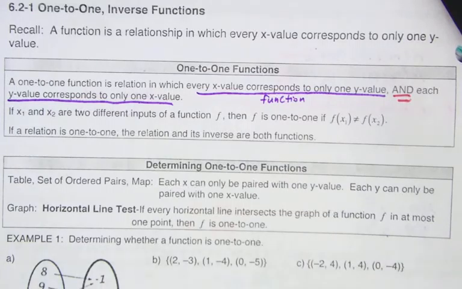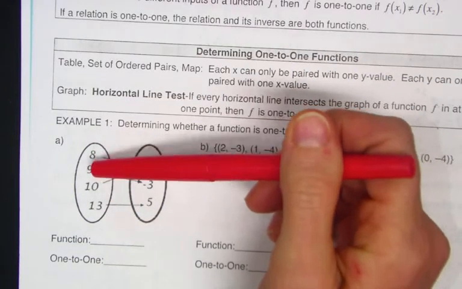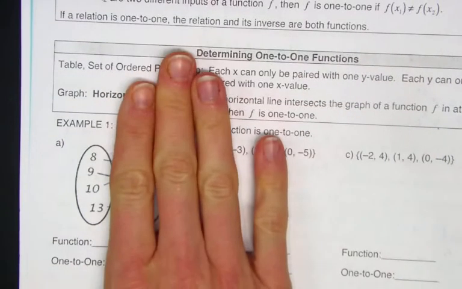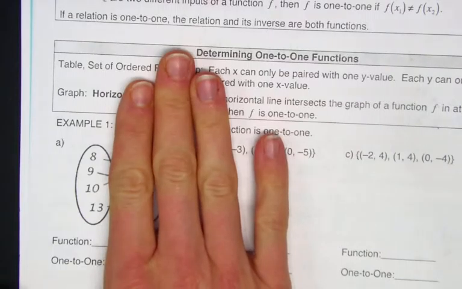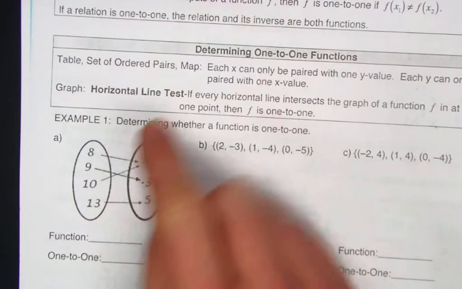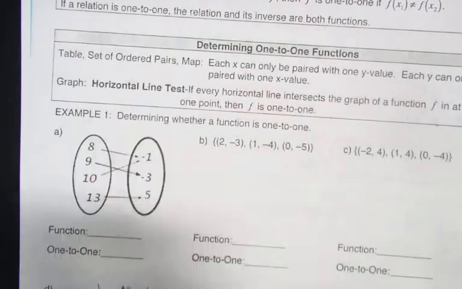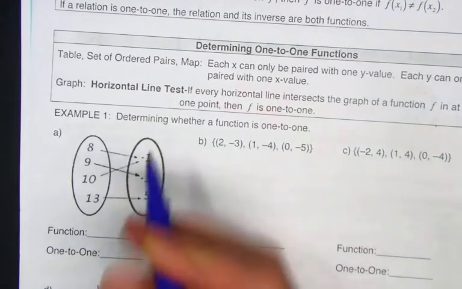So we come over here to this first one, and we have 8, 9, 10, 13. Do we have any different values of x here, our input? No. So is this a function? Yes, right away it's a function. It doesn't matter what it goes to, because if we have 4 different numbers, as long as they're only being paired once, then we know that this is going to be a function. So this is a function.